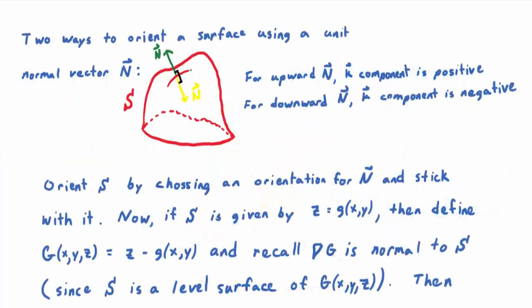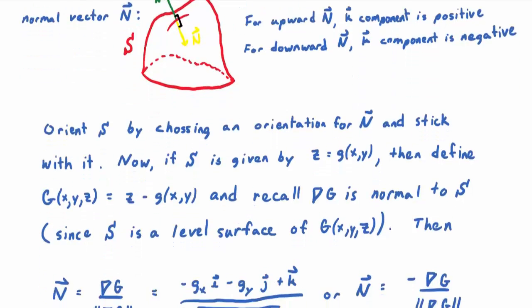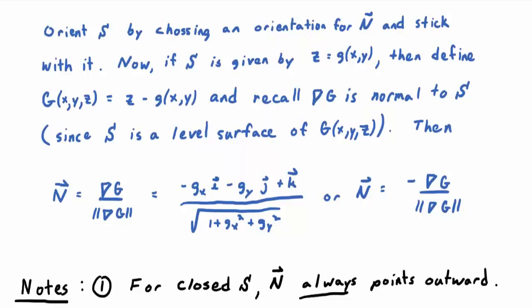So two ways to orient a surface using a normal vector n. For the upward n, the k component's positive, downward n, k component negative. How do we orient a surface? We orient a surface by choosing an orientation for n, and you stick with it. You don't want n at one point being upward pointing and at another close by point being downward pointing. You don't know why yet, but just believe me, that's important.